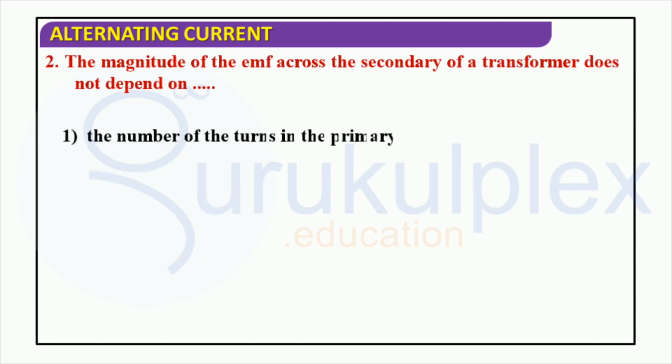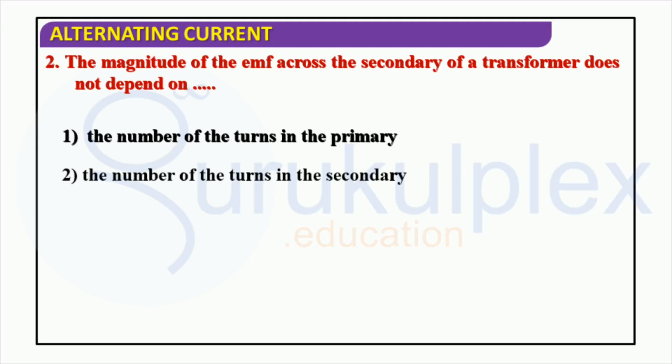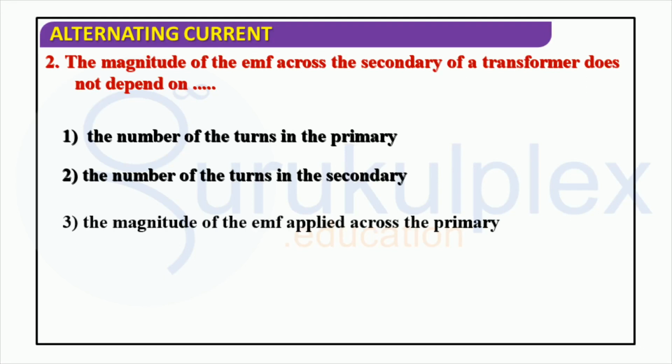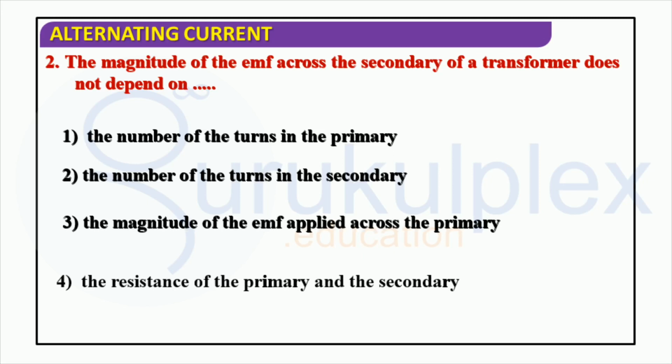This slide is about alternating current and the EMF across the secondary of a transformer. The magnitude of the EMF across the secondary does not depend on the number of turns in either the primary or the secondary, nor does it depend on the magnitude of the EMF applied across the primary. Rather, it only depends on the resistance of the primary and the secondary.